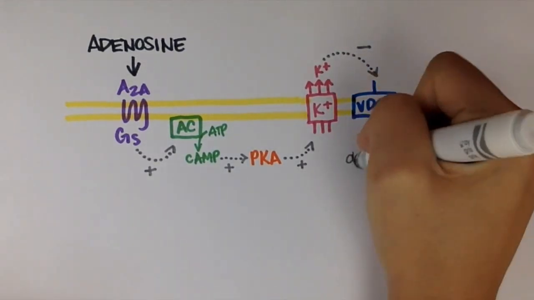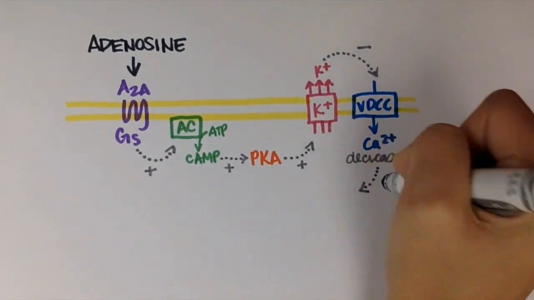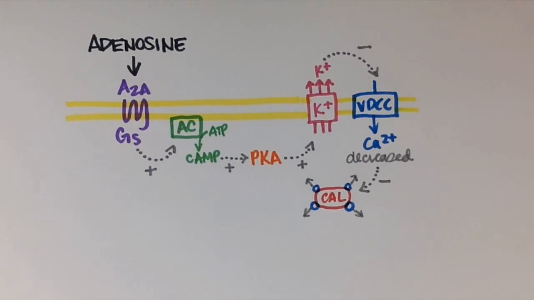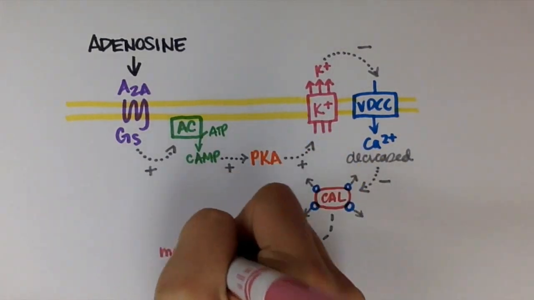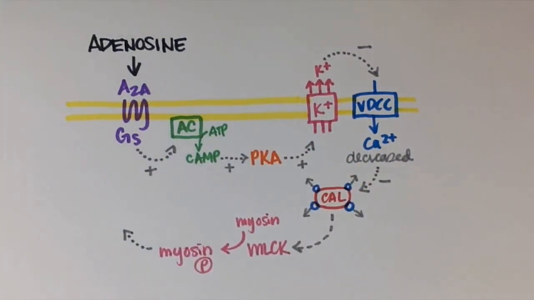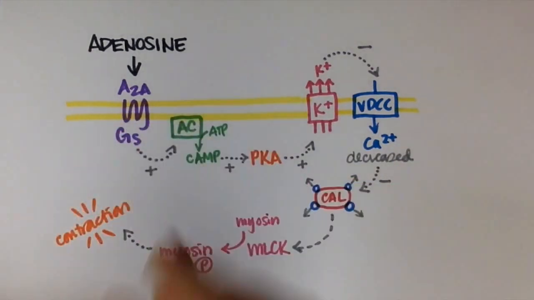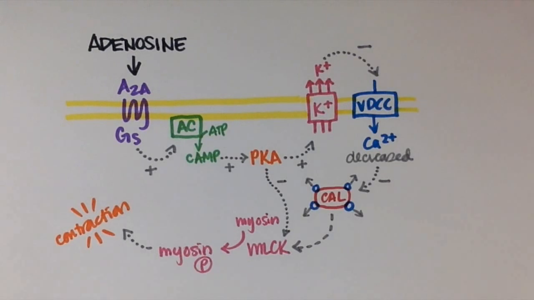That decreases intracellular calcium. At lower concentration, calcium no longer binds to calmodulin, which is an activator of myosin light chain kinase. In smooth muscle, MLCK phosphorylates the myosin, activating it for cross-bridge formation and mechanical contraction. PKA also inactivates MLCK, preventing the phosphorylation of myosin, further preventing contraction.